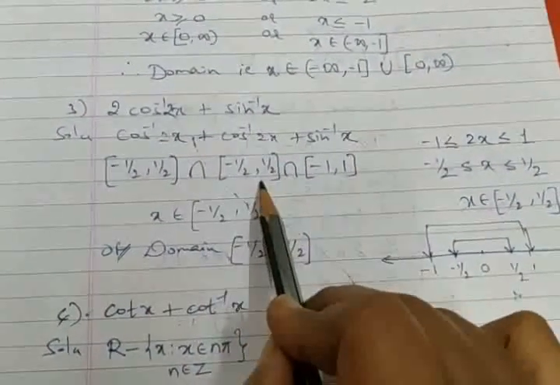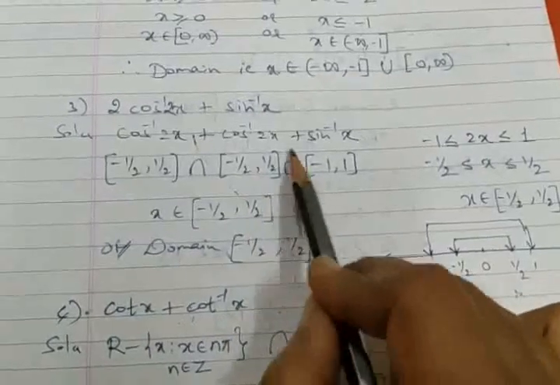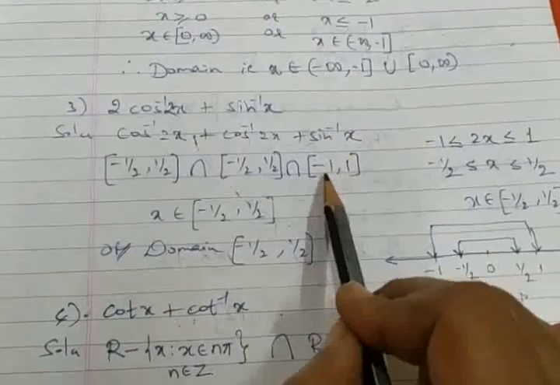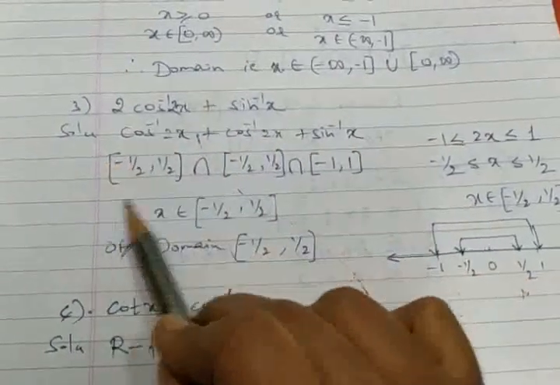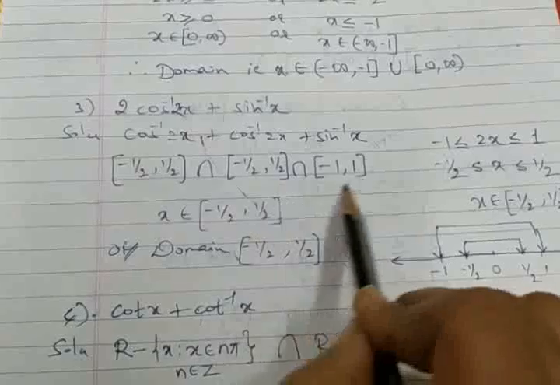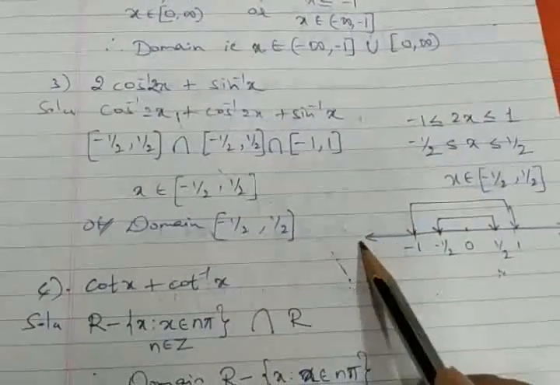Intersection, its domain will remain the same. For sin inverse x, the domain is minus 1 comma plus 1. So overall we have to take the intersection here. Intersection means the common part. So what's common? Recollect the number line. I have drawn it for you here.